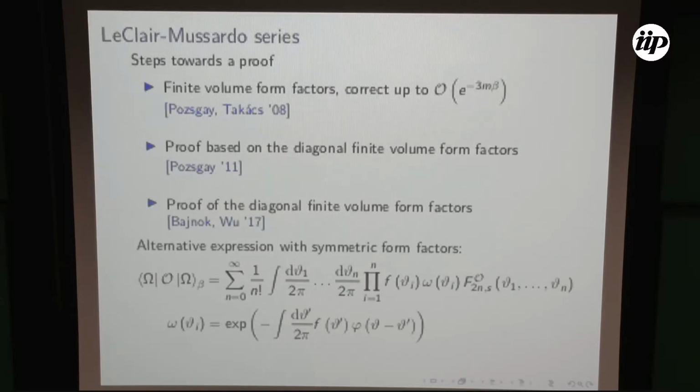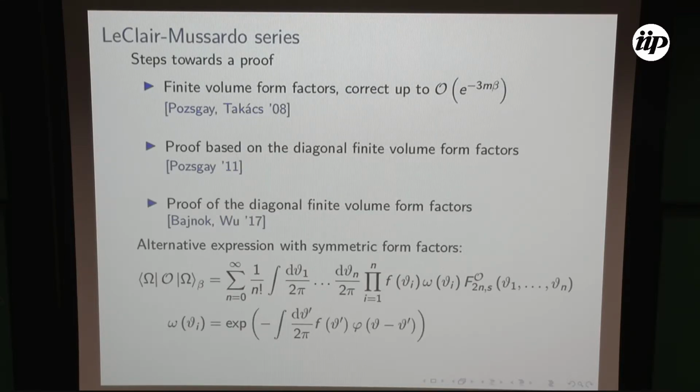Okay. I'll just show an alternative expression of the LeClair-Mussardo conjecture, namely when instead of connected form factors, you use symmetric form factors. And to do so, you have to introduce a new function next to the filling fraction that's just this exponent of this form. And it can be seen like if you had this connected formula, this is a partial resummation of that. You take out some terms from the connected form factor and plug them into this extra exponential filling.